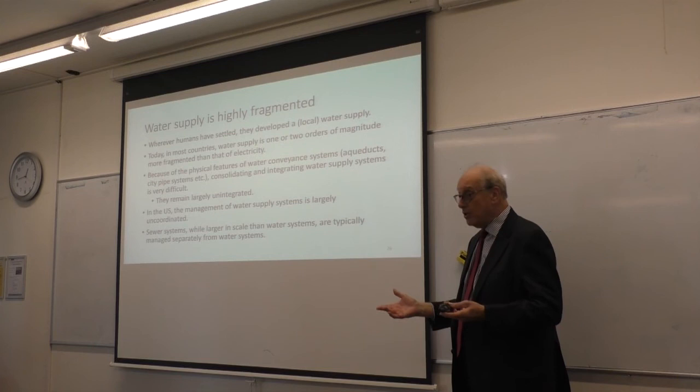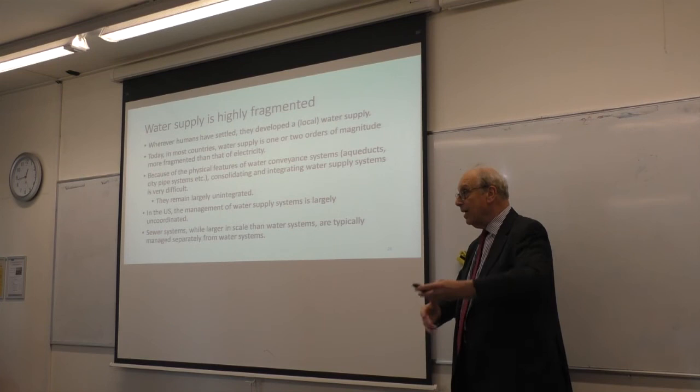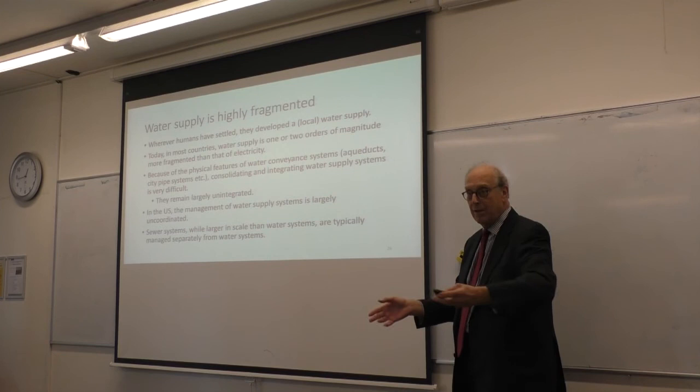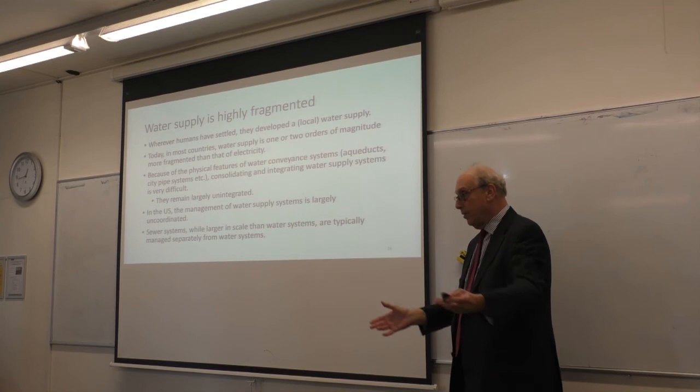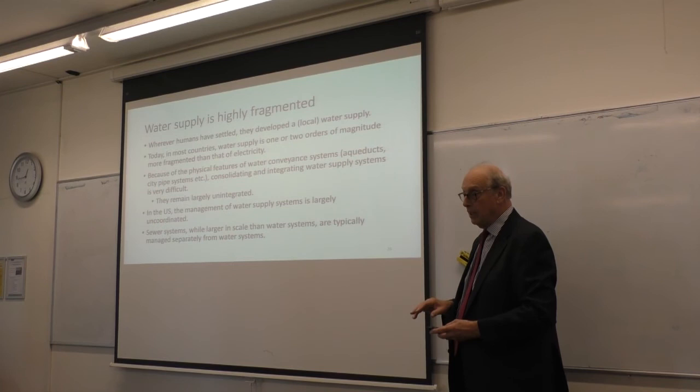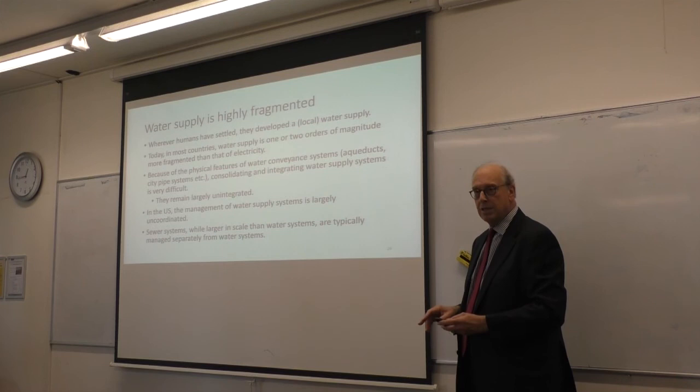So when electricity comes along in the late 19th century, you can build a network that will connect all of California. But you can't put in place a water network. I mean, it would cost a phenomenal amount of money to retrofit the water network. So water systems remain massively fragmented physically, and in many cases, not in the UK, managed in a fragmented manner, rather than in a consolidated manner.